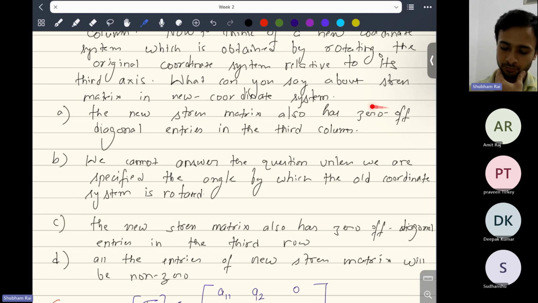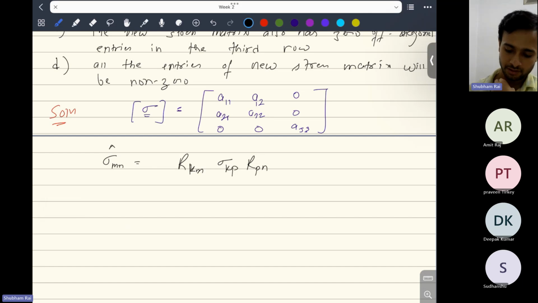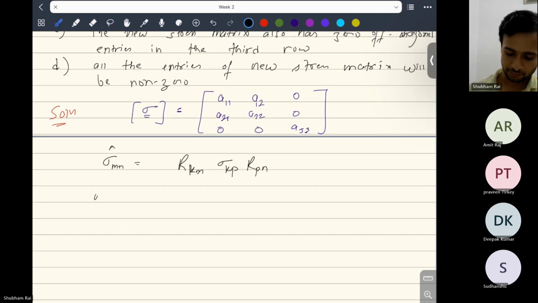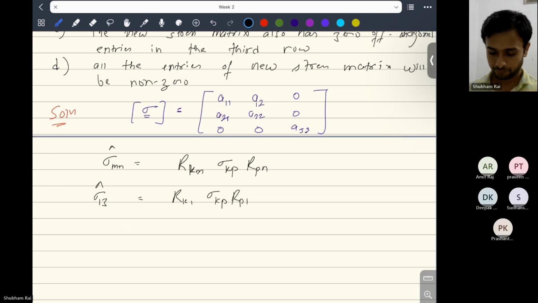So now, looking at the options, you only need to tell about the off diagonal terms in the third column. So third column has the terms sigma 13, sigma 23, and sigma 33. So let's find out sigma hat 13. So m will be 1 and n will also be 1. So R_k1 sigma_kp R_p1, right? And there will be summation over K and P.